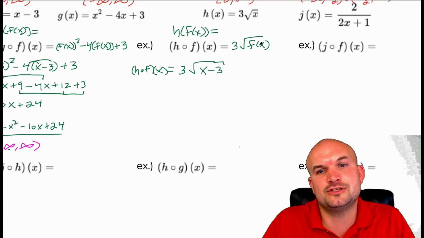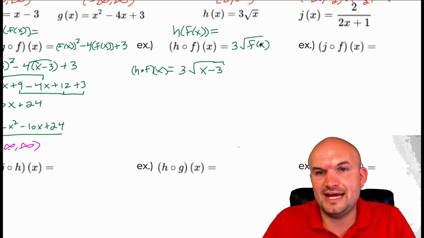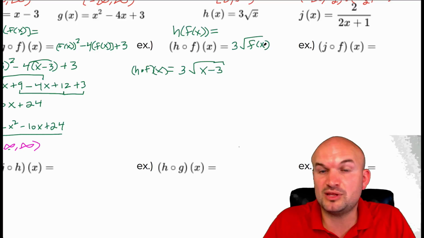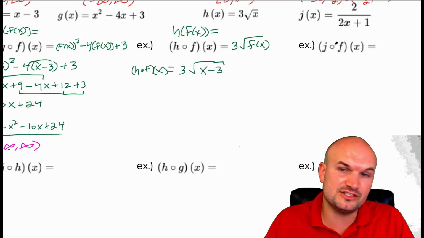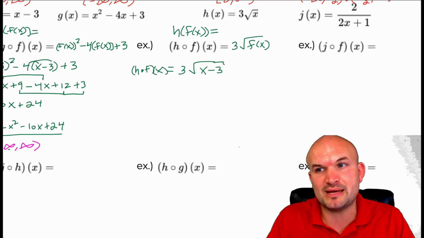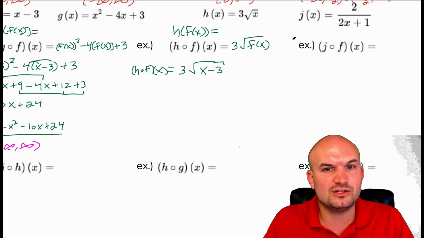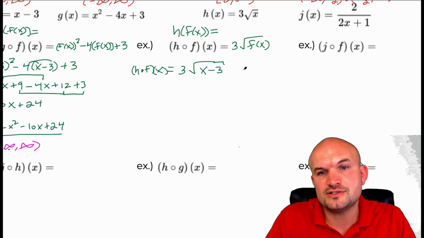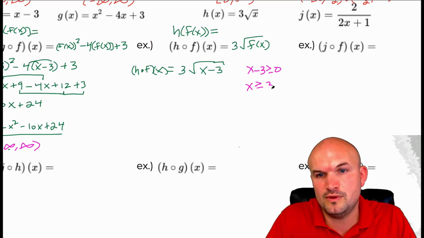Now let's look at the domain, because the domain has changed now. I had no restrictions on my domain when I was plugging it in. However, once I plug it into my composition, you can see that I do have a domain restriction. And remember, under the radical has to be greater than or equal to 0. So now I'm going to set x minus 3 greater than or equal to 0. And I can say x has to be greater than or equal to 3.